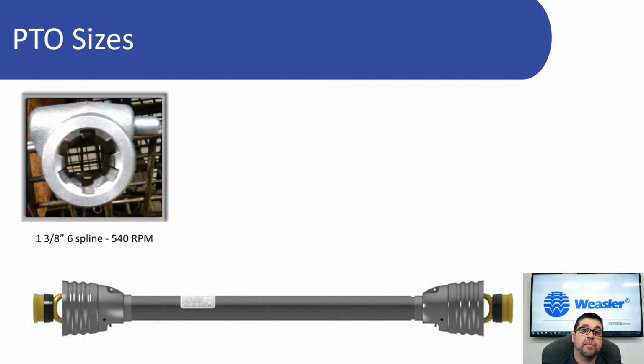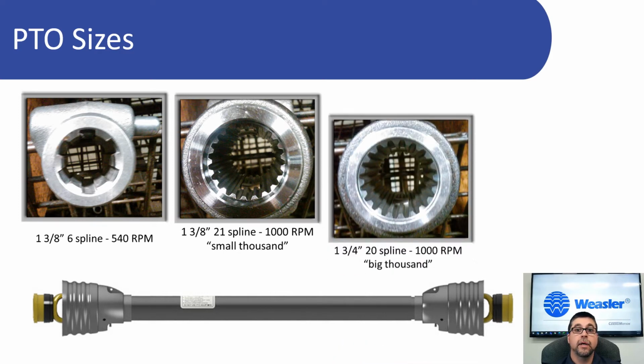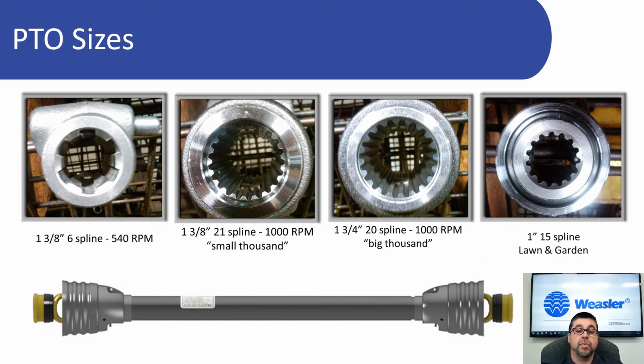A 1 3/8 spline, which is commonly referred to as a 540 RPM. A 1 3/8 21 spline, which is referred to as a small 1000. A 1 3/4 20 spline, which is referred to as a big or large 1000. And a 1 1/8 15 spline. You'll most commonly see this in your smaller lawn and garden applications.